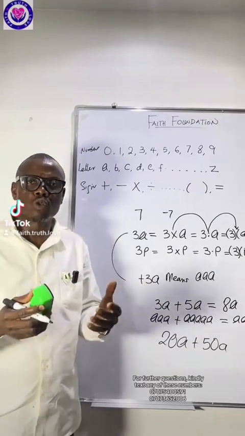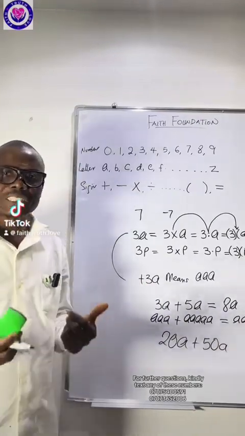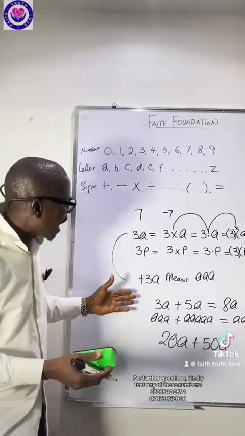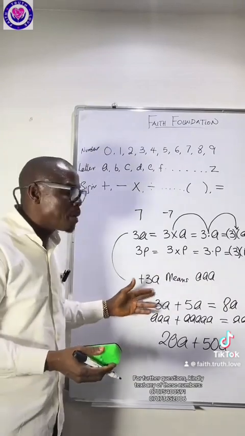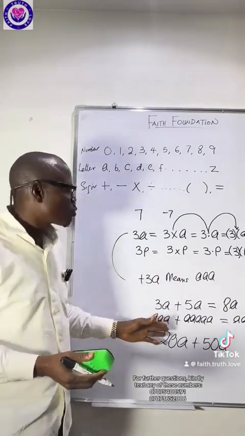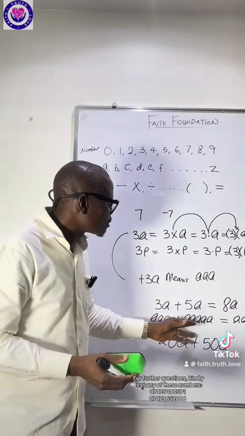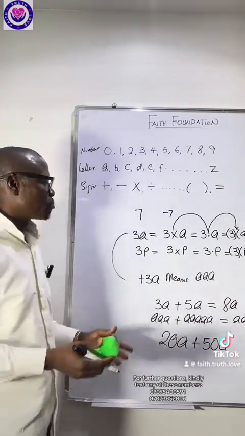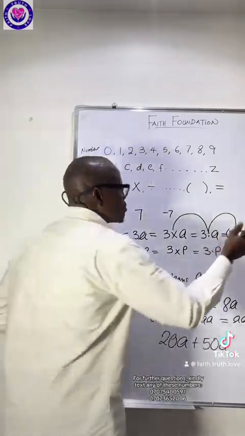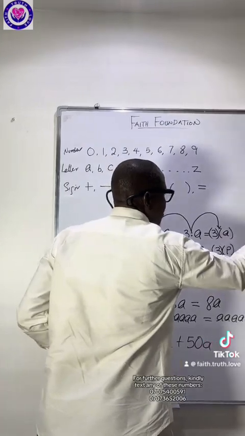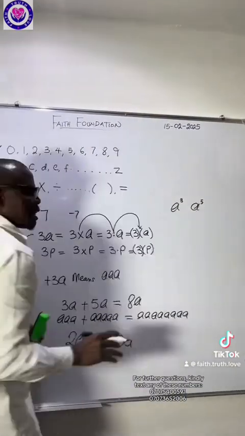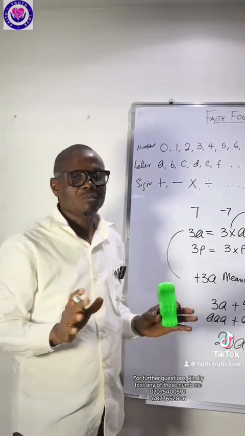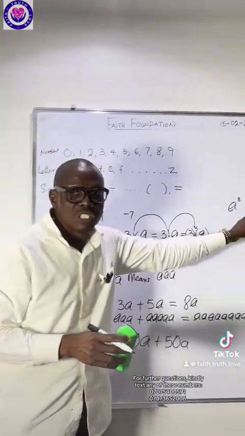Number and you want them to do the operation. They don't understand why it is like that. So, that's why I try to break it down: 3A means A, 5A means A into 5 places. Now, this is different from A power 3 or A power 5. It's a different thing.